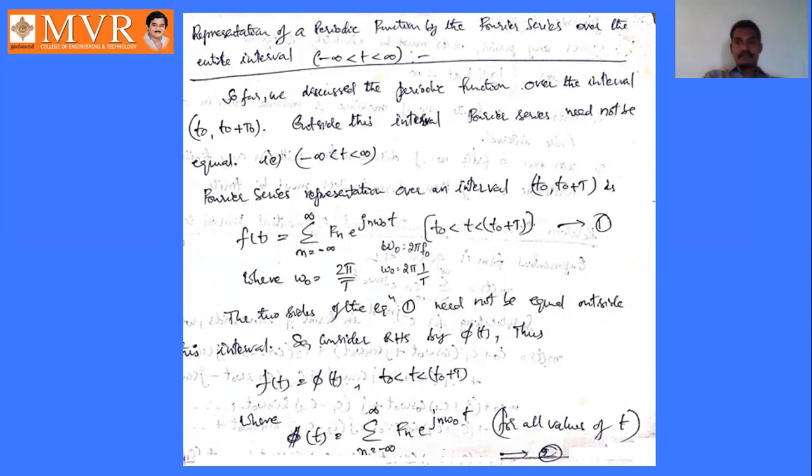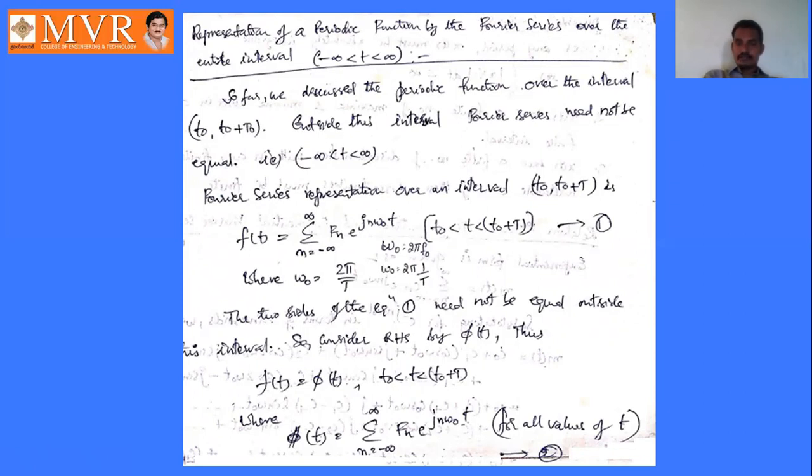Beyond that finite interval, it may not be equal. So, when will it be equal? If that function is shown to be periodic, then we can say that the Fourier series must be equal beyond that finite interval also.